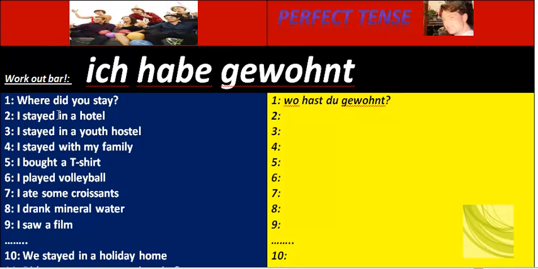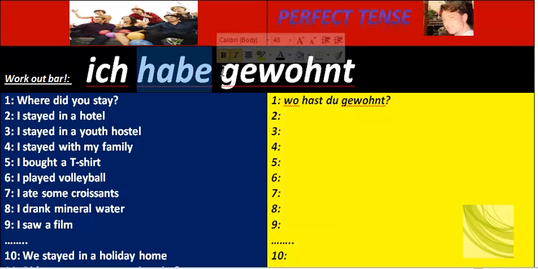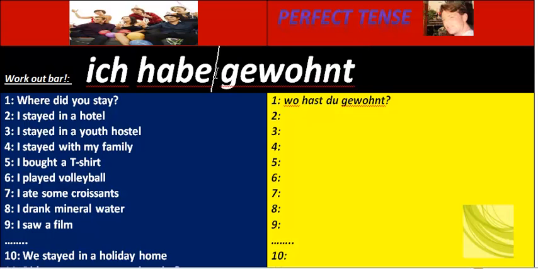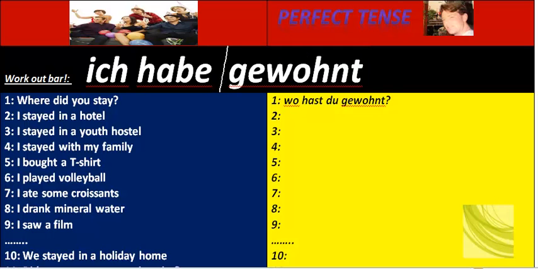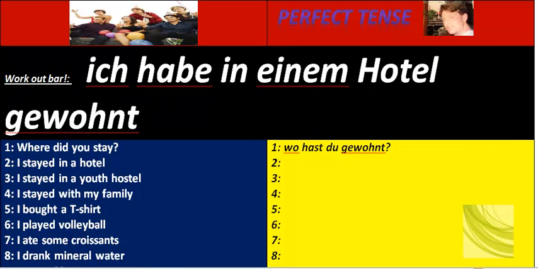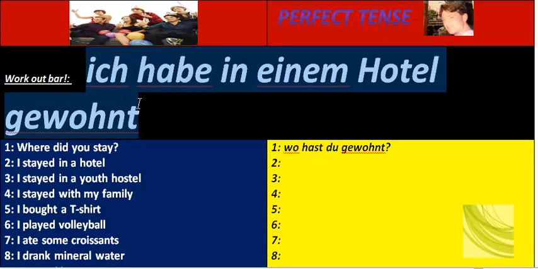So, this bit here, in a hotel, or in a youth hostel, or even with my family, needs to go between the auxiliary verb here and the past participle verb here. So it needs to go in the middle bit there. So, in a hotel is in einem Hotel. So your answer there is Ich habe in einem Hotel gewohnt. Let's just remove that and put it down to number 2.